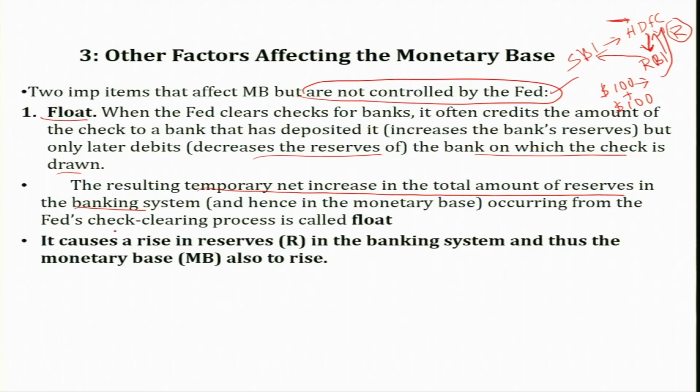So there is a temporary net increase in the total amount of reserves in the banking system, occurring from the Fed's check clearing process. This is called float. It causes a rise in the reserves in the banking system, and thus the monetary base also rises.